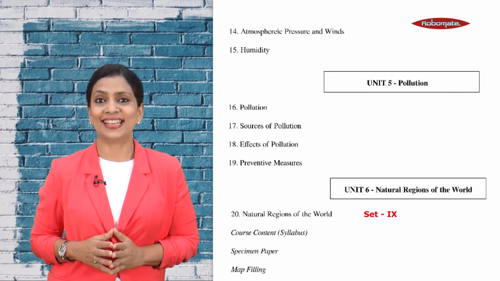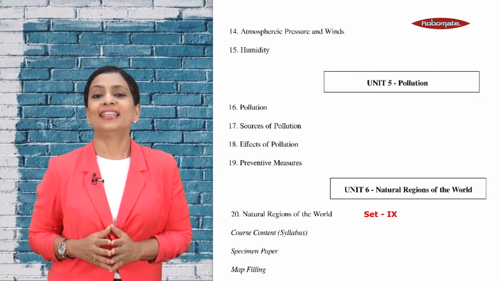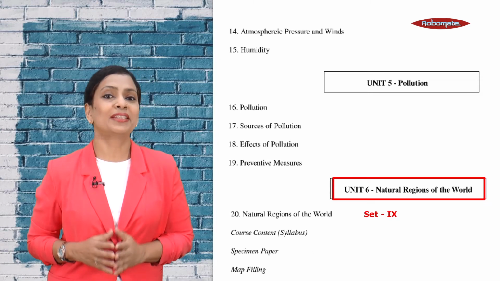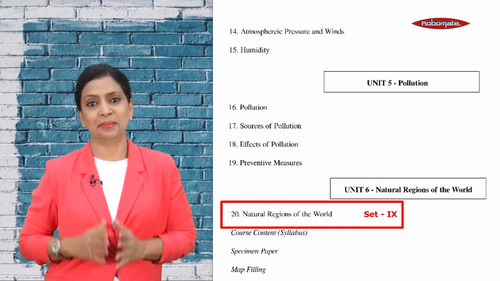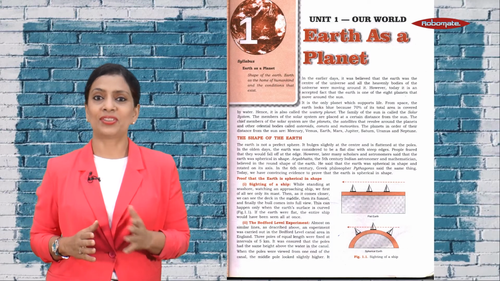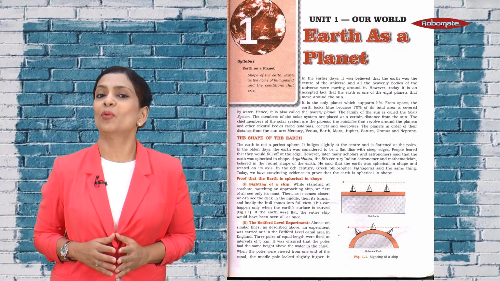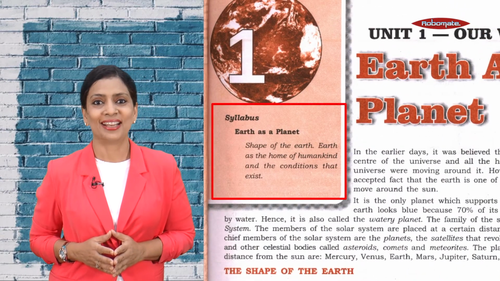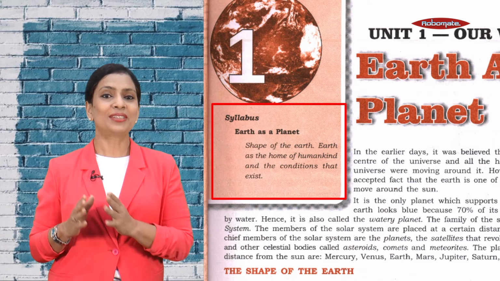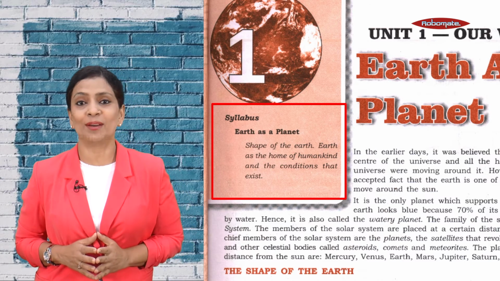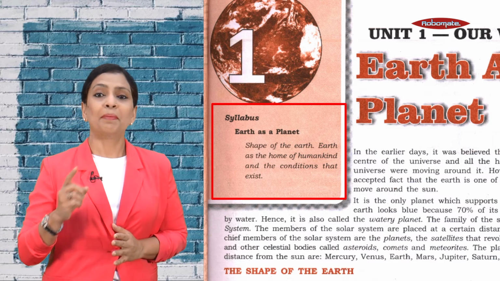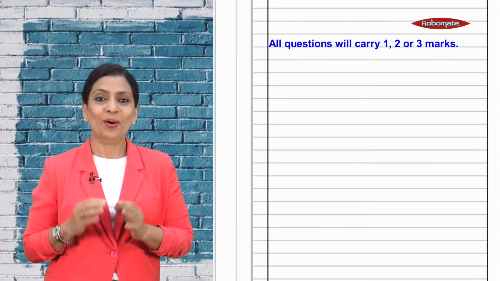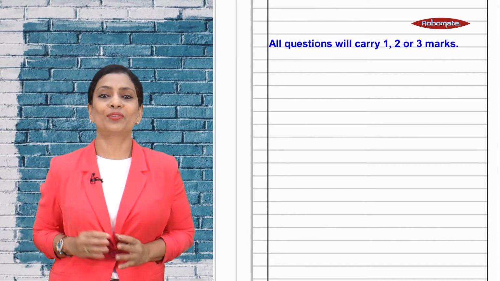Moving on to set 9, which is the last set, the theme here is natural regions of the world and the chapter is based on the same theme. Now remember to study only what is in the scope of the syllabus, which is given at the beginning of each chapter. So remember, you need to select any 5 chapters out of 9, but preparing 1 additional chapter is a must. All questions will carry 1, 2 or 3 marks.